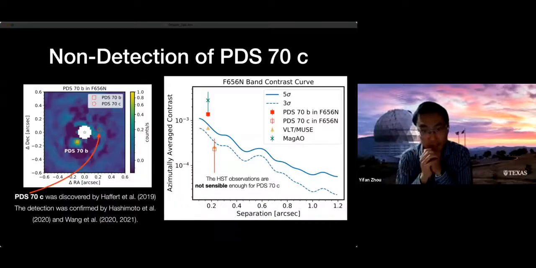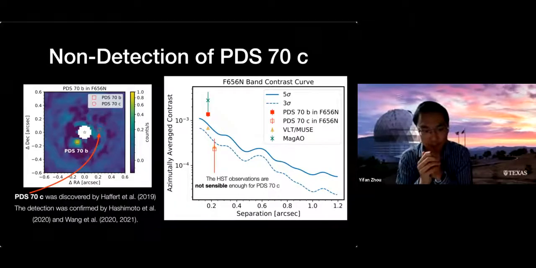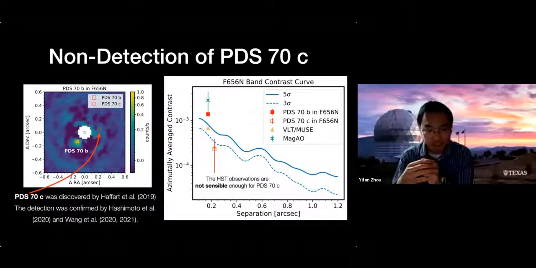You also notice that we didn't detect PDS 70c. PDS 70c was initially discovered by Sebastian Haffert et al. in 2019 using VLT and subsequently confirmed by various studies. However, the discovery of the planet PDS 70c was announced after we proposed for this observation. The planet c is only 30% as bright as b, so our integration time was not designed to observe it.